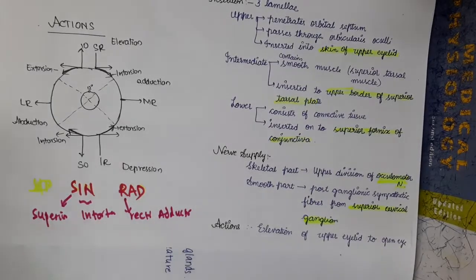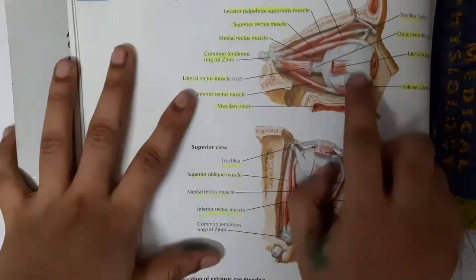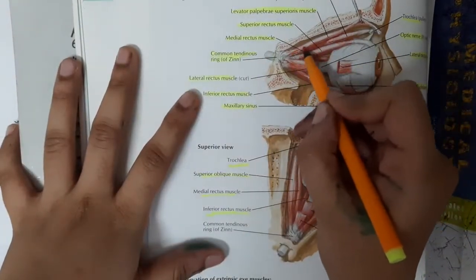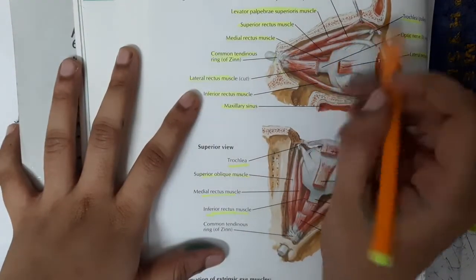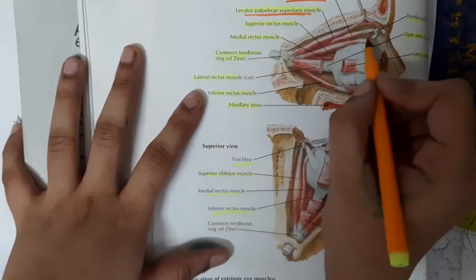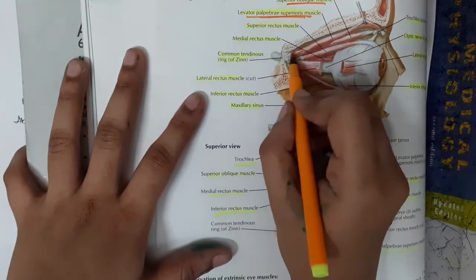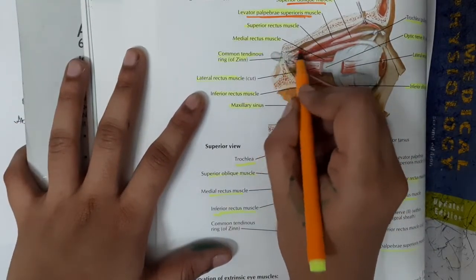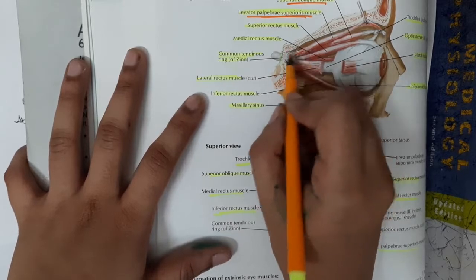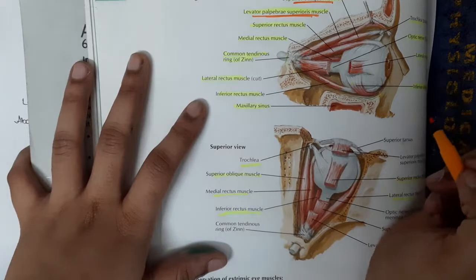So let me show you the levator palpebrae superioris. This muscle here is levator palpebrae superioris. Okay, it originates from the sphenoid bone, which is present here. This is the sphenoid bone. It originates from the sphenoid bone and it is inserted into the eyelid. It is inserted into the tarsal plate.